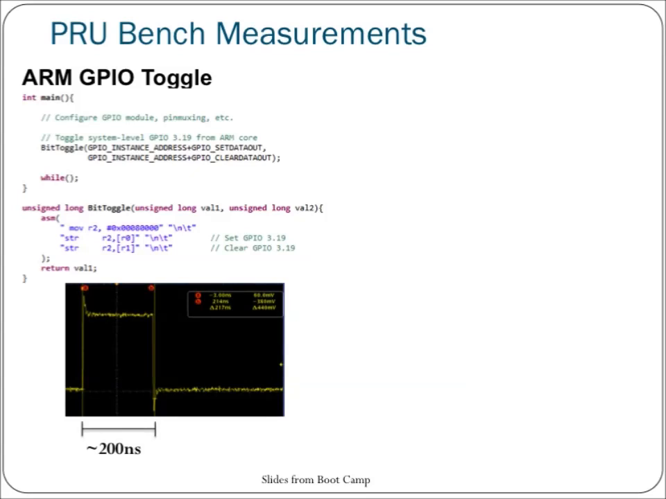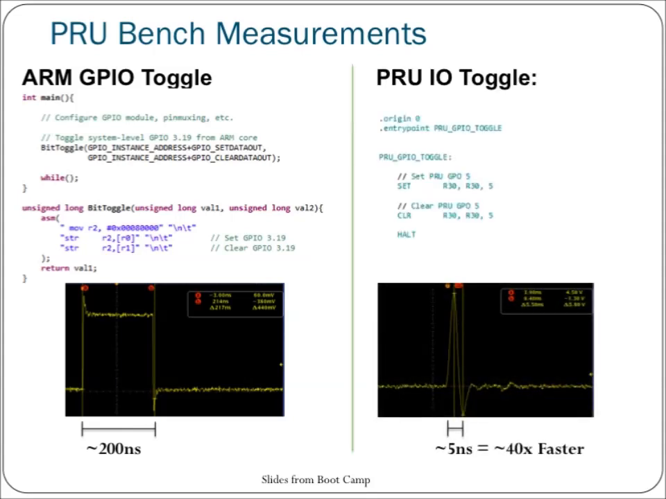In this slide, I aim to compare the ARM side and the PRU side in terms of capability. On the ARM side, we are writing as low level as we can, so we are writing in assembly without Linux. And on the PRU side, we are also using assembly, which is the common language. And we are only toggling a pin.